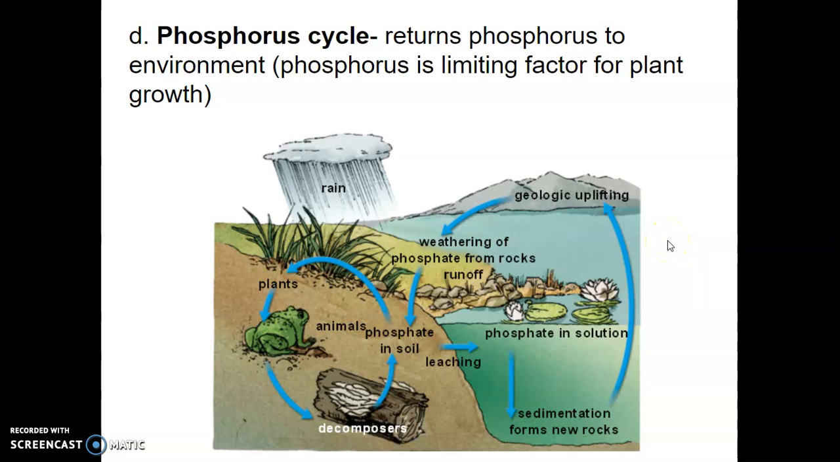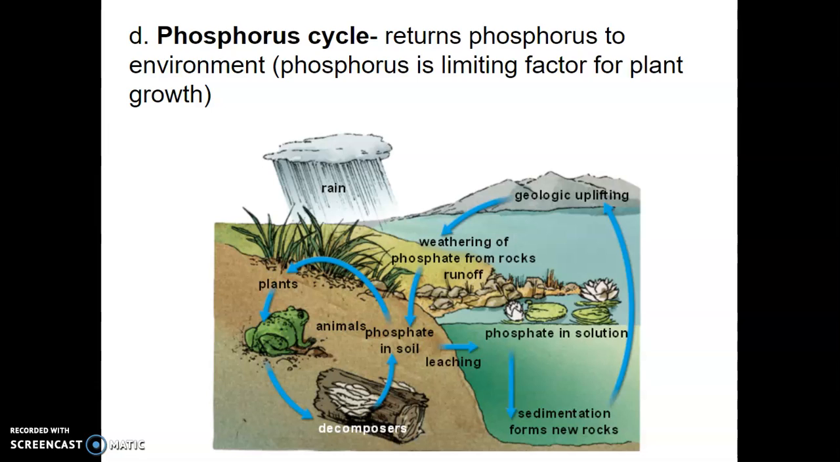And our final cycle of matter is the phosphorus cycle. Phosphorus is another element. What's so unique about this cycle is that it takes a very, very long time. Okay? I mean, very long time. Some of it's been going on since the beginning of the world, and we're still waiting on it to happen.